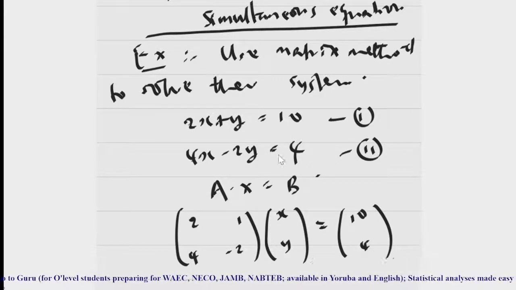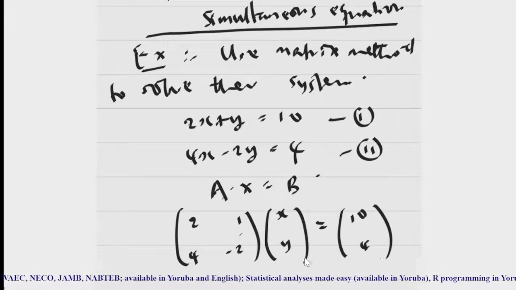If you multiply this, you might be wondering, how do we have this A now? If you multiply this guy with this guy, you will see we are going to have this equation. Let us try it. 2 times x, that's 2x plus y is equal to 10, and 4x minus 2y is equal to 4. So it's the same thing. You don't need to stress yourself.